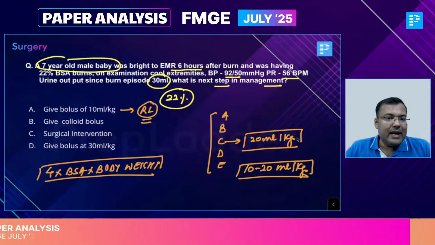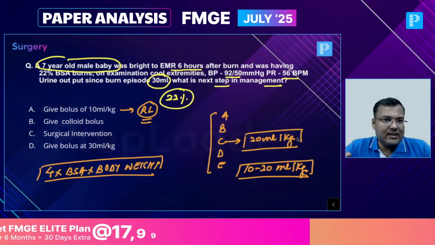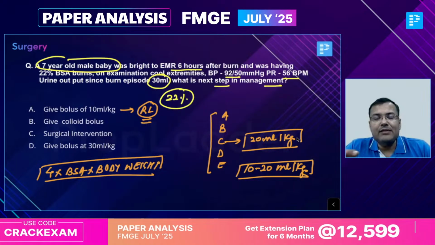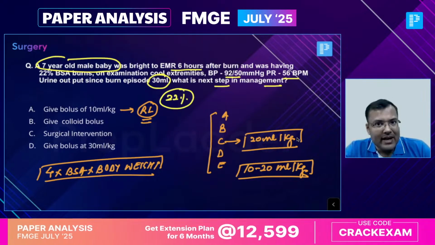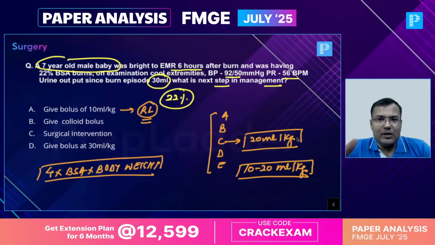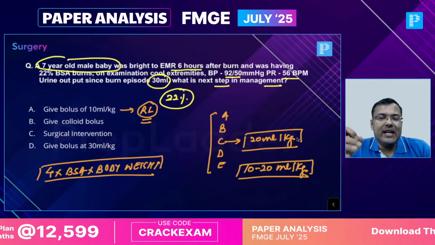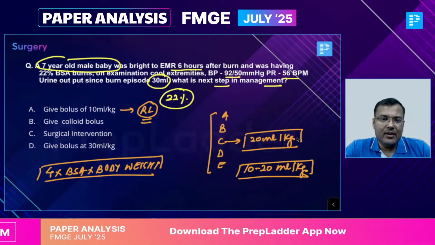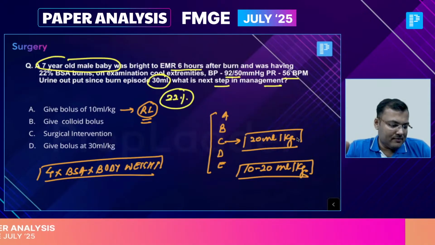Clear? Guys, how much bolus do we give in children for maintenance? It is 10 to 20 ml per kg. This question was asked for the first time. Mostly questions were asked in the form of trauma. In trauma, how much bolus is given? The bolus is 20 ml per kg. And in adults, directly how much do we give? 1 liter. 1 liter of Ringer lactate.